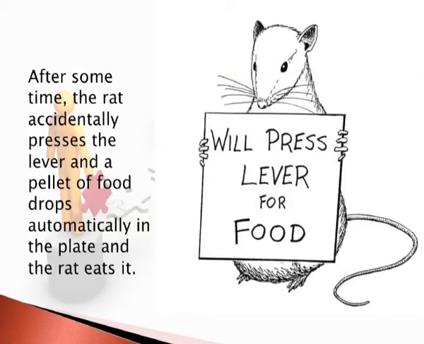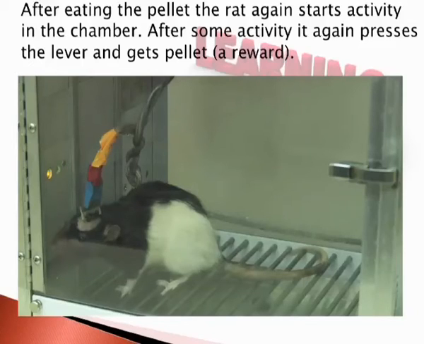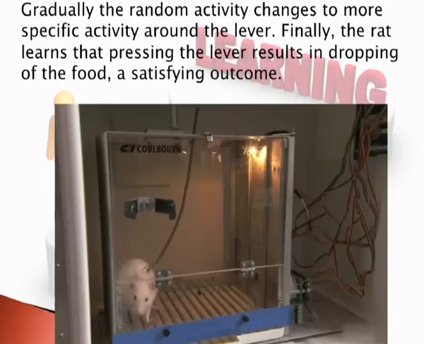After some time, the rat accidentally presses the lever and a pellet of food drops automatically in the plate and the rat eats it. After eating the pellet, the rat again starts activity in the chamber. After some activity, it again presses the lever and gets a pellet, a reward. Gradually, the random activity changes to more specific activity around the lever. Finally, the rat learns that pressing the lever results in dropping of the food, a satisfying outcome.